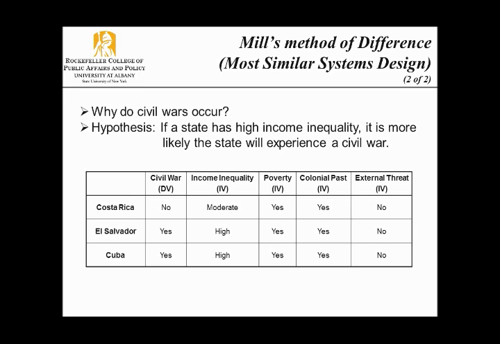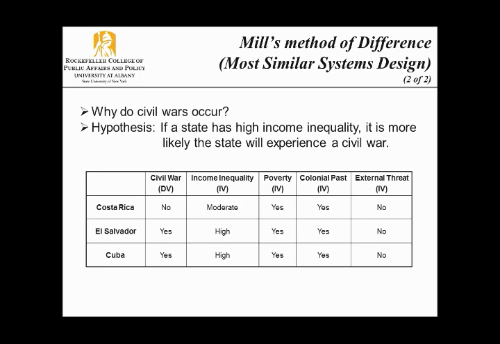All three states had poverty issues, all three states had a colonial past, and none of the states had external threat. However, if you look at the income inequality variable, you notice that Costa Rica had a moderate income inequality, as El Salvador and Cuba had high income inequality.